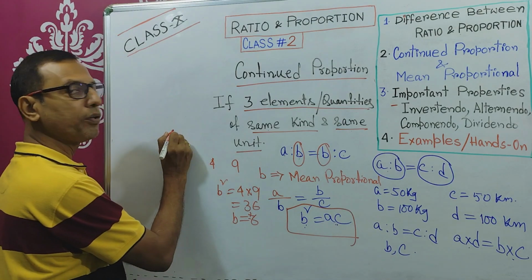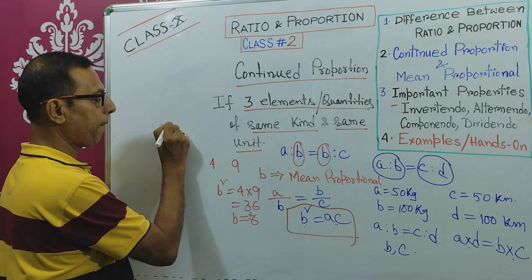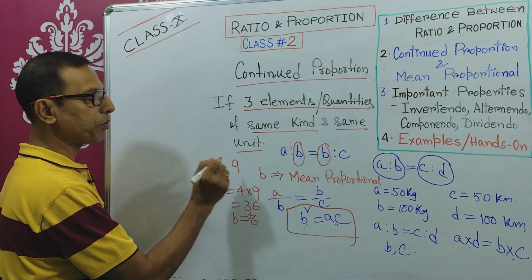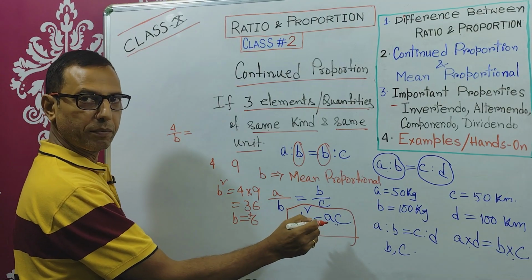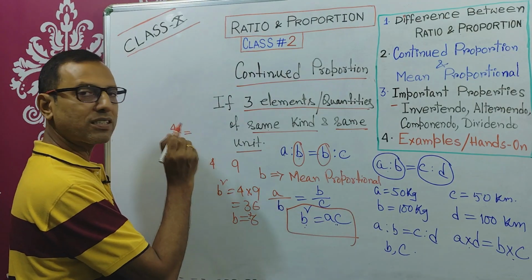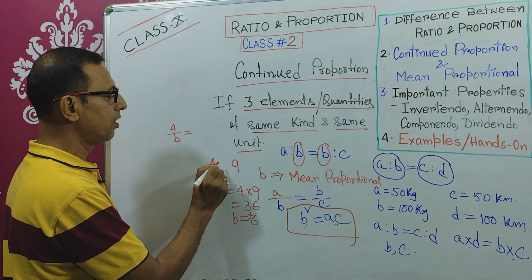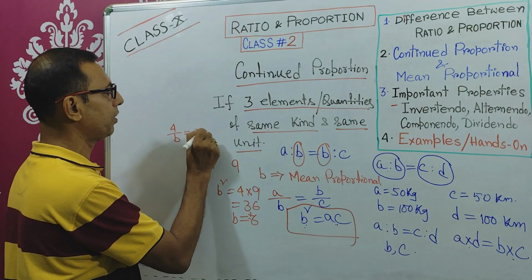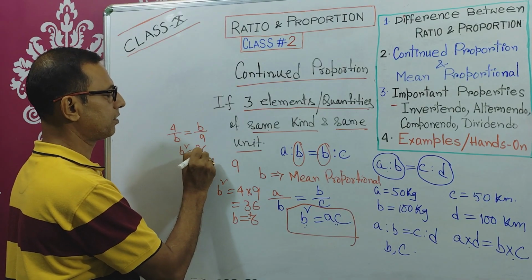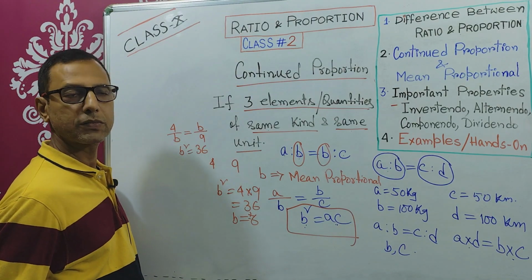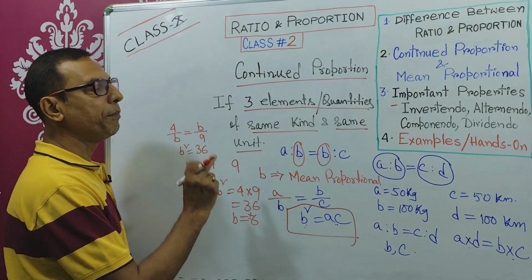Because how will you establish the relationship? If B is the mean proportional, that means 4 is to B equals B is to 9. If you don't remember the formula, just understand the concept. That means B square equals 36. Got it? So this is what mean proportional is.